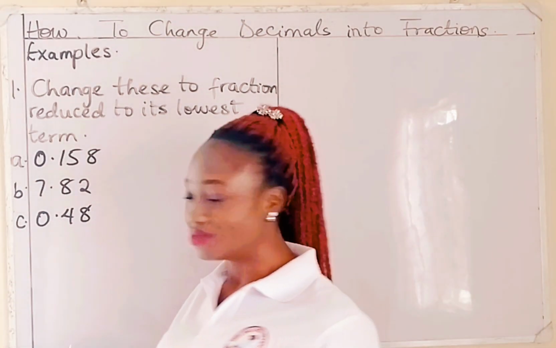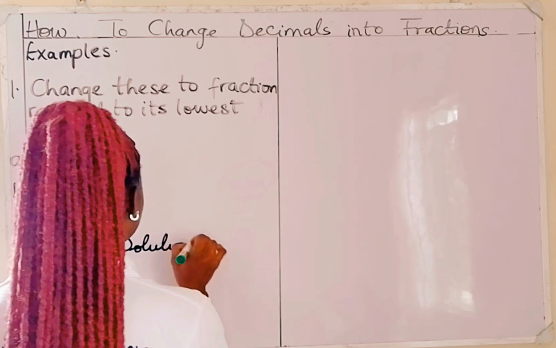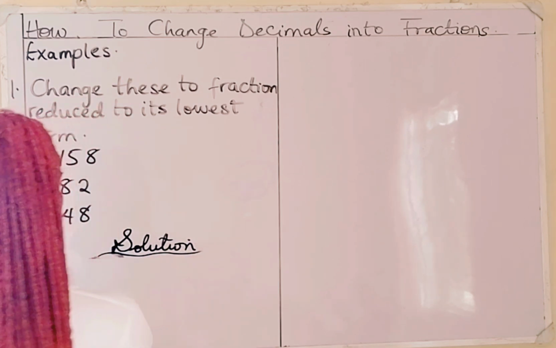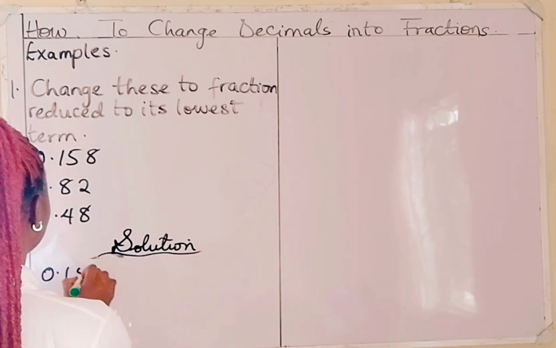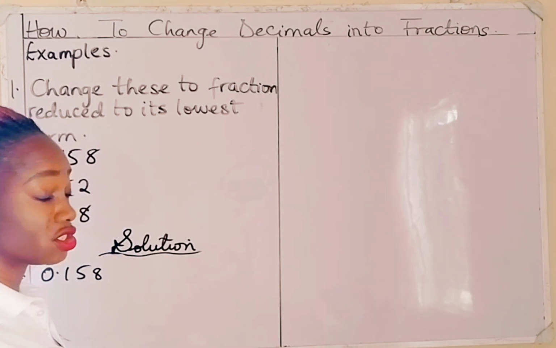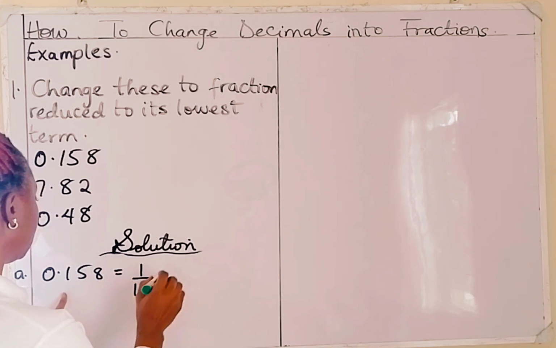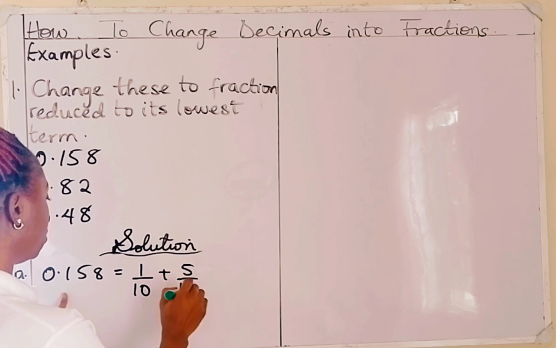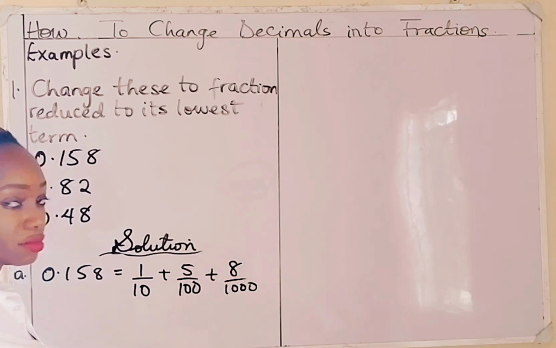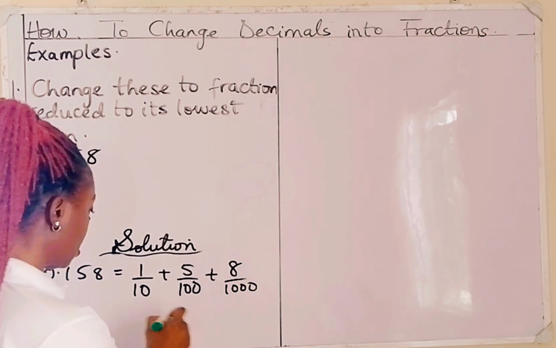So let's solve these questions together. Solution. 0.158. So we want to convert this to what? Fraction in its reduced form. This simply means what? 1 over 10 plus 5 over 100 plus 8 over 1000. Right? Now if we are to reduce this, we're going to take the highest number here as our LCM.